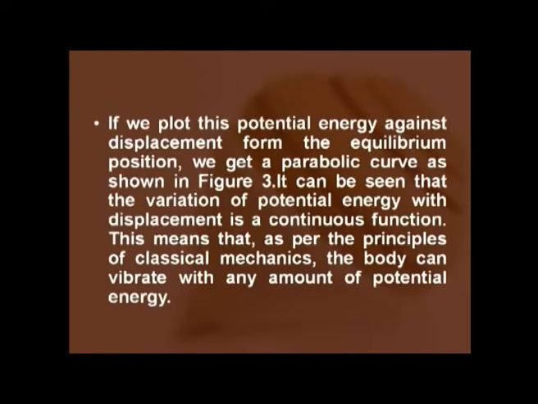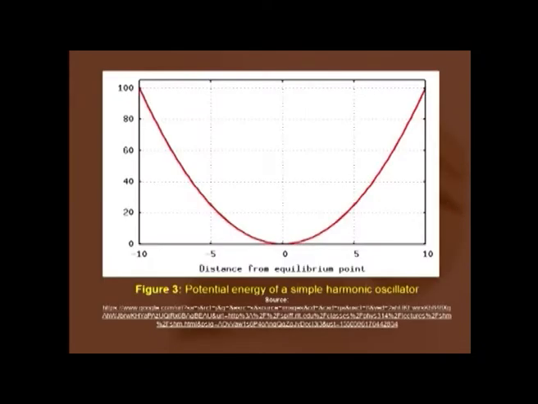If we plot this potential energy V against displacement x from the equilibrium position, we get a parabolic curve as shown in figure 3. Figure 3 shows the potential energy of a simple harmonic oscillator. It can be seen that the variation of potential energy with displacement is a continuous function. This means that as per the principle of classical mechanics, the body can vibrate with any amount of potential energy.